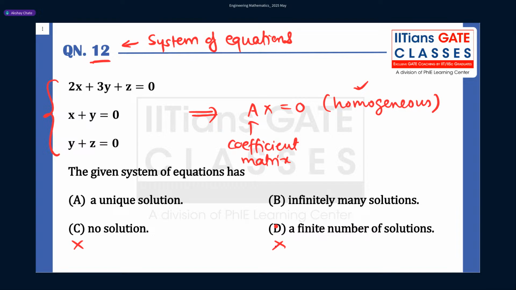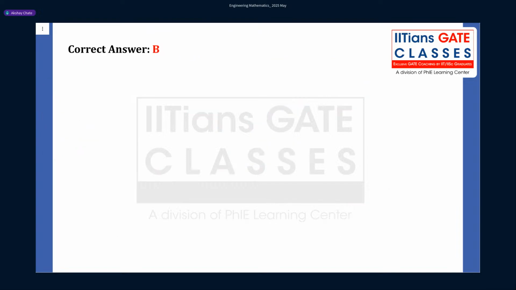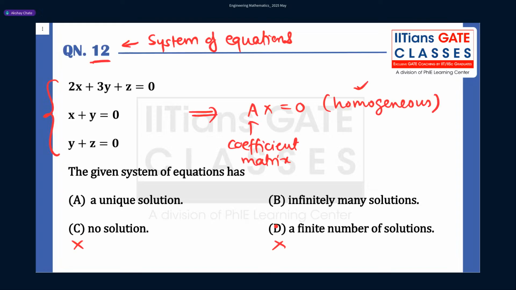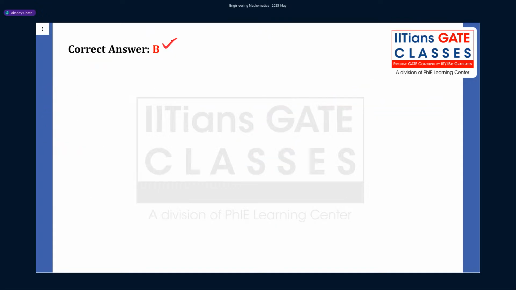Now we'll solve this in a slightly deeper manner, but the correct answer is given as B, and we'll see how. We'll first write this expression in the coefficient matrix form, but before that, let me give you one simple tree diagram so that you can remember this going forward.